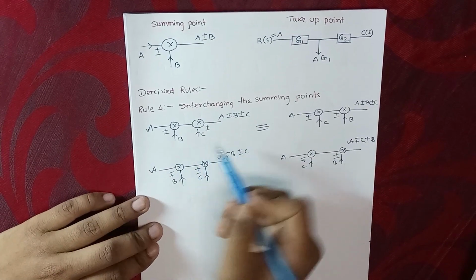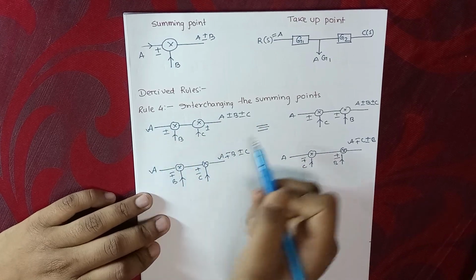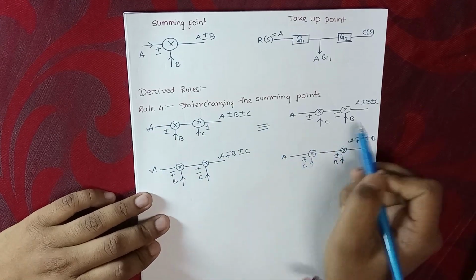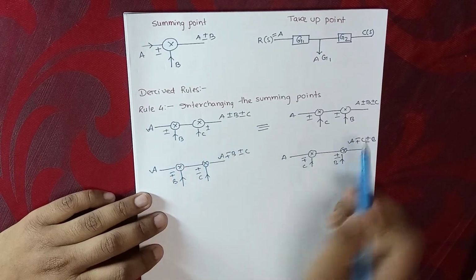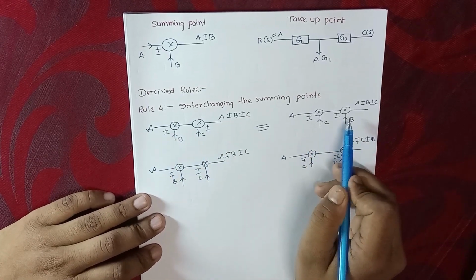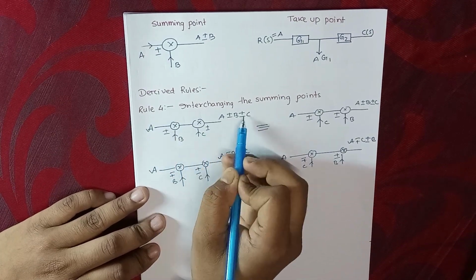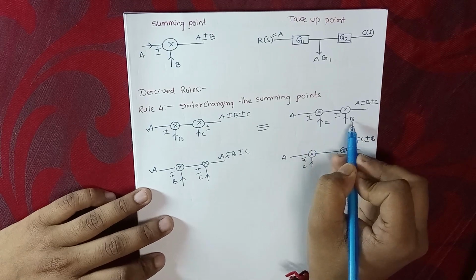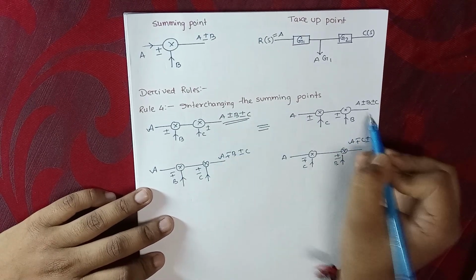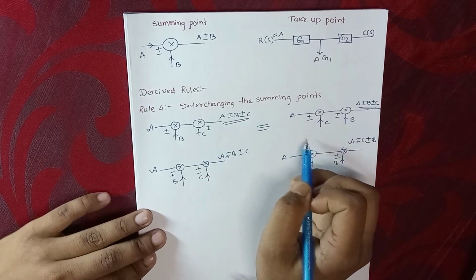Now the fourth rule is interchanging the summing points. Let's suppose this is one diagram and this is another diagram. In this forward path, two inputs are given. Here also two inputs are given. So the output is A plus or minus B plus or minus C. Here also it is A plus or minus C plus or minus B. So we can say that these two are equal. Therefore, we can interchange these summing points.